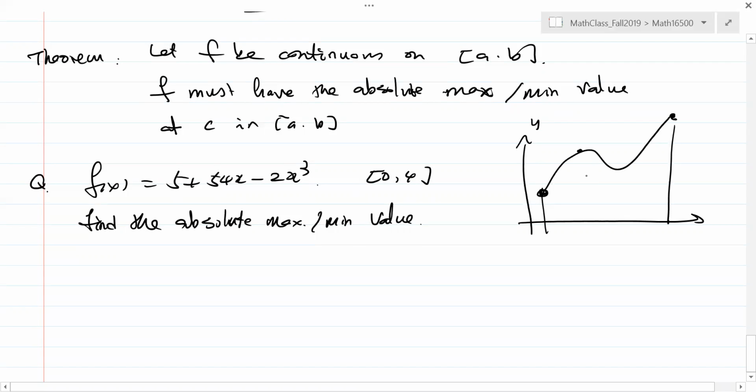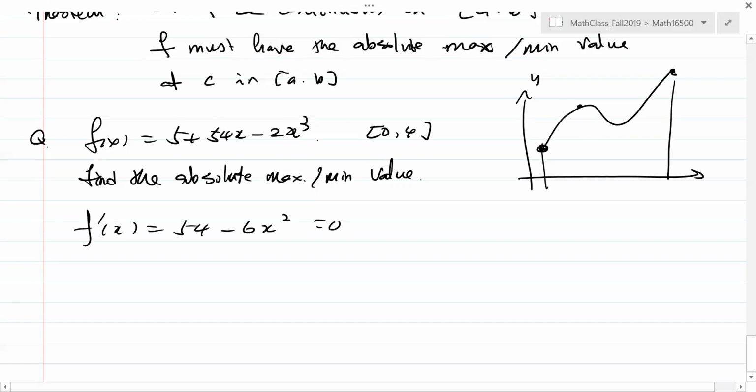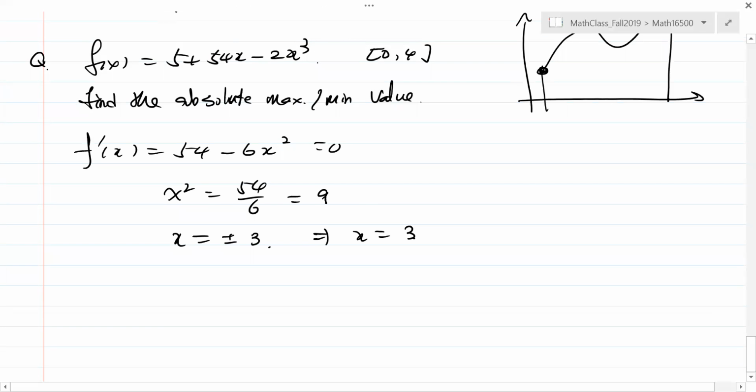All right, so what I have to do is just find the derivative, and you set it to be 0. So x squared is 54 over 6, it's going to be 9. x is going to be plus or minus 3. Since our interval is from 0 to 4, that implies x should be equal to 3. It is the only critical number inside the interval.